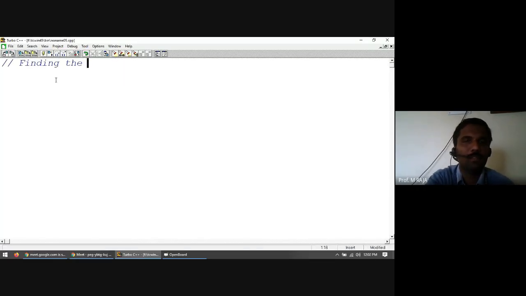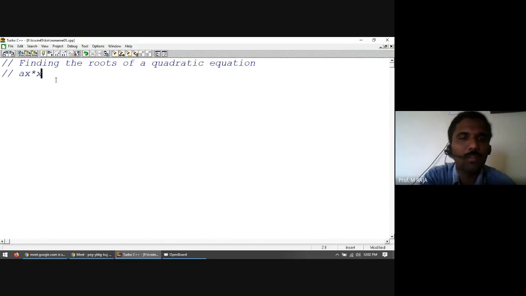Now let us solve the problem of finding the roots of a quadratic equation. Assuming that the quadratic equation is ax square plus bx plus c is equal to 0, we need to find the roots x1 and x2 and determine the nature of the roots.